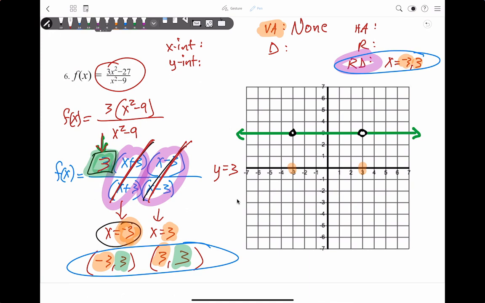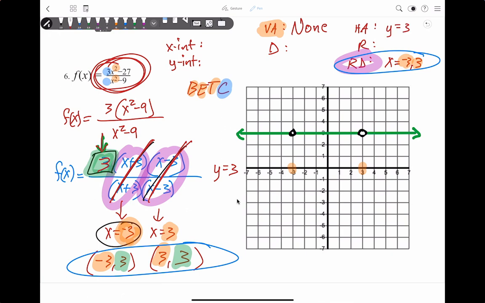For the horizontal asymptote, we're going to look at our original one, and that's bottom heavy, top heavy, equal, where the bottom power equals the top power. Those exponents are the same. So it's going to be the ratio of the coefficients, so 3 over an understood 1, that would be our horizontal asymptote.